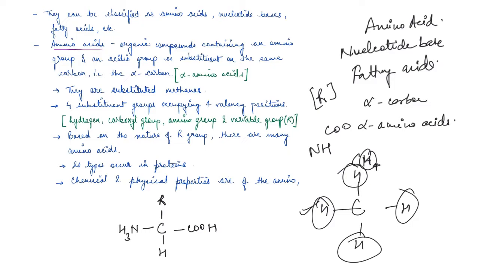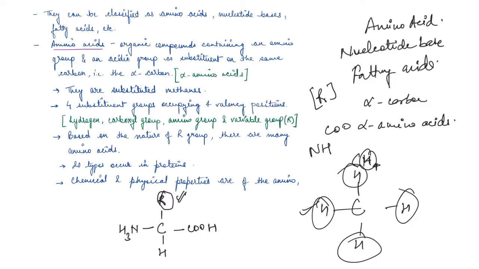Now, basically the nature of the R group can form different types of amino acids depending upon what kind of substituent is present in place of R. And if we talk about the total number of amino acids, we basically have 20 different types of amino acids, right? So basically the R group is different for different amino acids, right?